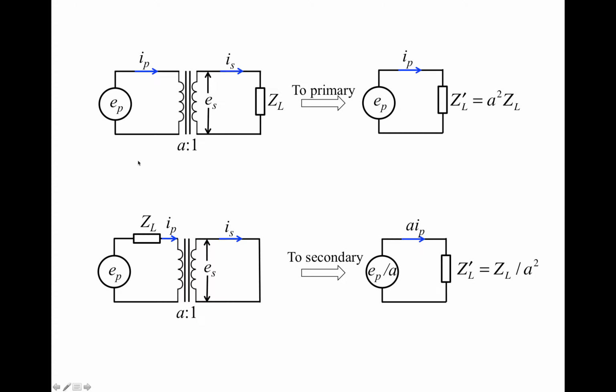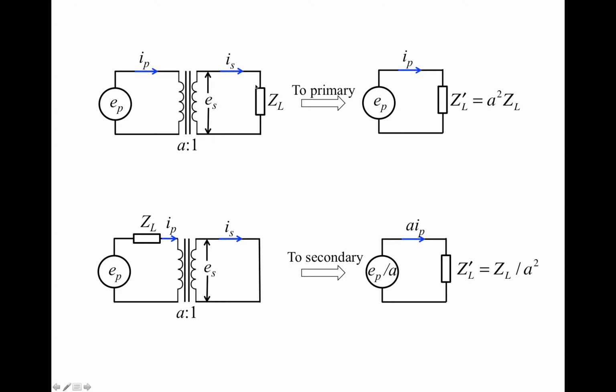And then the turns ratio is A to 1, right? Sometimes people use 1 to n instead of A to 1. N is another representation of the turns ratio.